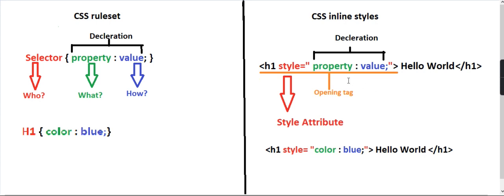CSS Inline Styles are written inside the opening tag of our element. First, we write the style attribute inside the opening tag, and the CSS code or the declaration part goes inside the quotation marks of the style attribute. And then the first part of the declaration is a property, which is the same as the CSS Ruleset, and the second part is the value, which is the same as the CSS Ruleset. Lastly, make sure to end the style with a semicolon.